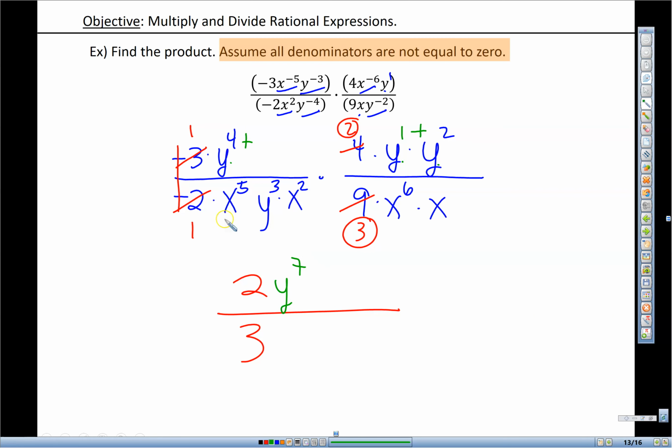In my denominator, I can combine all these powers of x by adding their exponents. So I've got 5 plus 2, which is 7. 7 plus another 7 over here would give me 14.